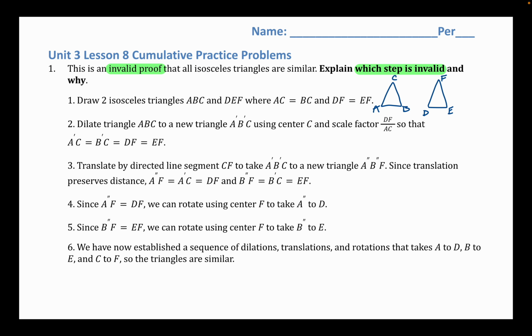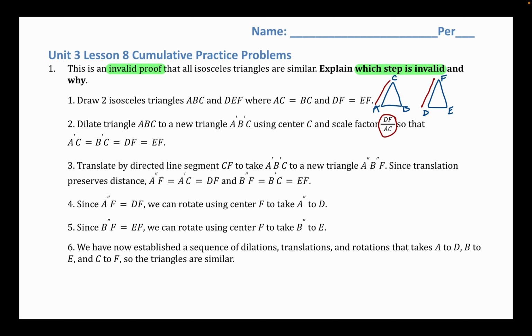Okay. Dilate triangle ABC to a new triangle using center C and scale factor of DF over AC. So they're saying DF over AC, and we should always do image divided by pre-image, so that way we get our correct factor. And so that works. We would dilate it by that scale factor, and that would make them both the same size. So then A prime C and B prime C is DF and EF. Good. Those are all good so far.